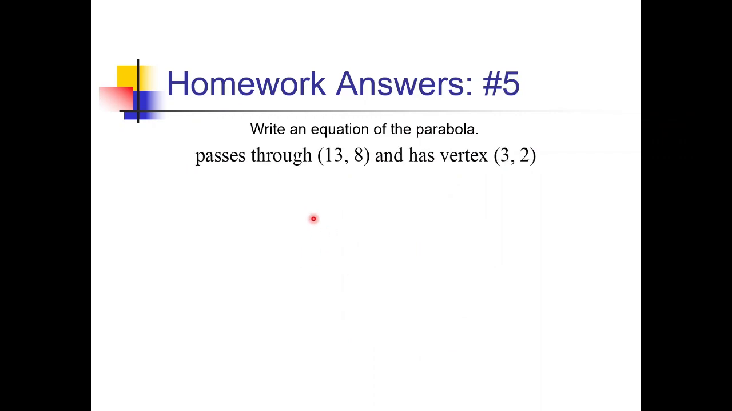On this problem, I'm trying to write the equation of a parabola that passes through 13, 8 and has a vertex of 3, 2. Because they're giving me the vertex, I'm going to start with my vertex form, y equals a times x minus h squared plus k. And I'm just going to plug the vertex in immediately for h and k. So this is y equals a times x minus 3 squared plus 2.